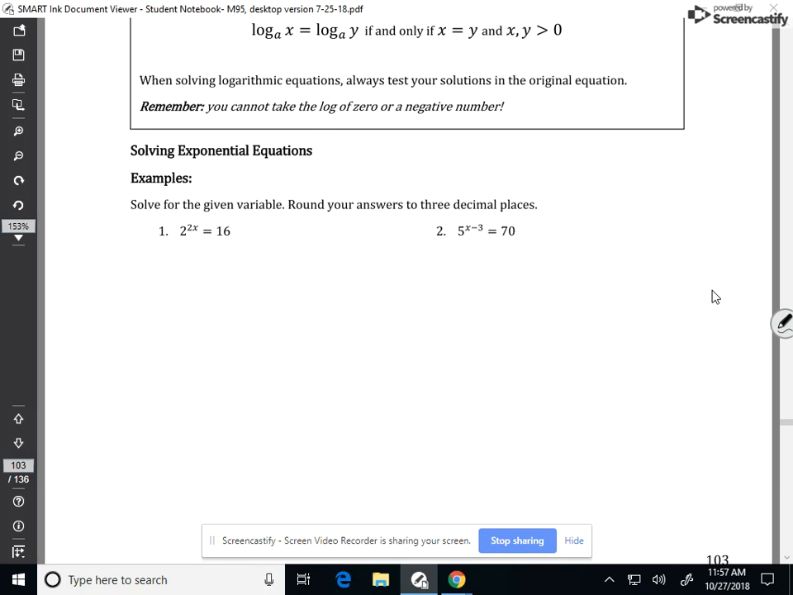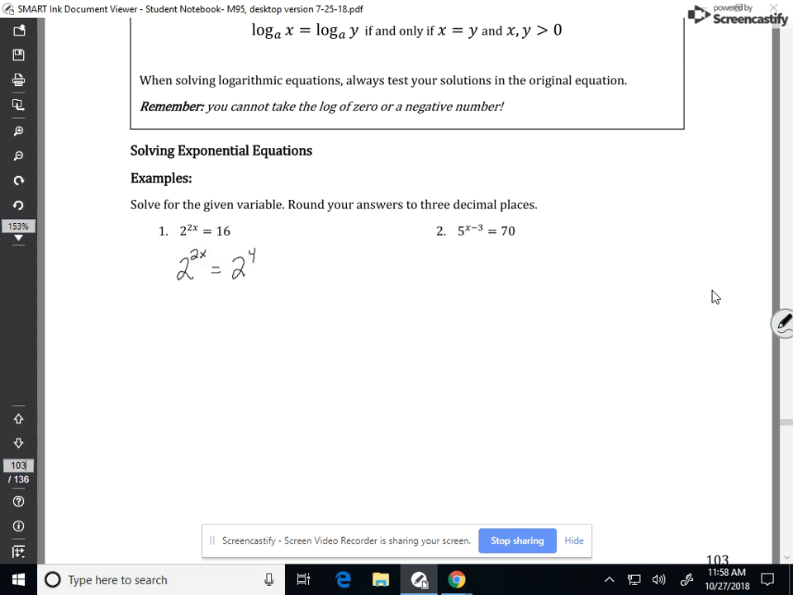So the first one says solve for the given variable, round your answers to 3 decimal places. So when I look at number 1, it's got 2 to the 2x equals 16. Now, when we're looking at exponential equations, if we can represent the left side as a power with the same base as the right side, we want to do that. And 16 is actually equal to 2 to the 4th. So I can rewrite this as 2 to the 2x equals 2 to the 4th.